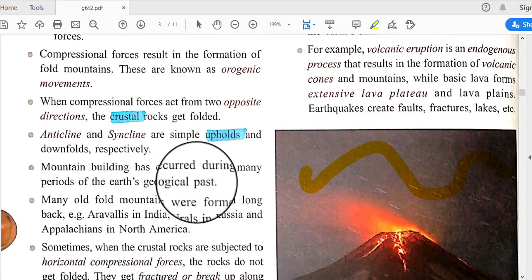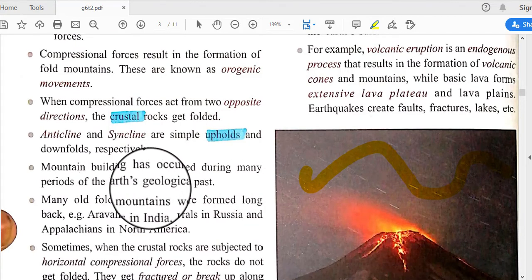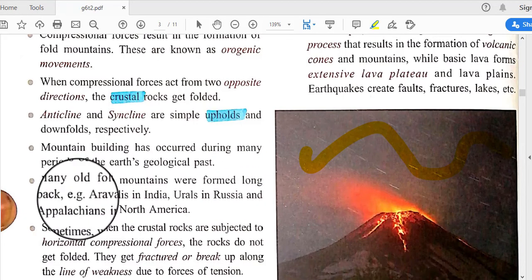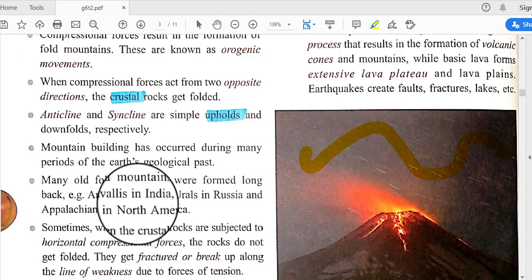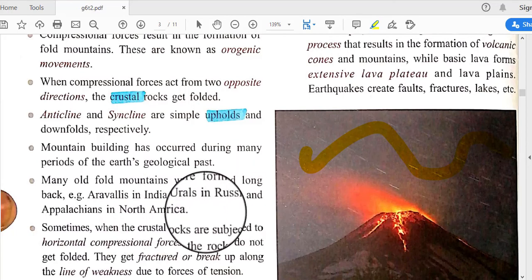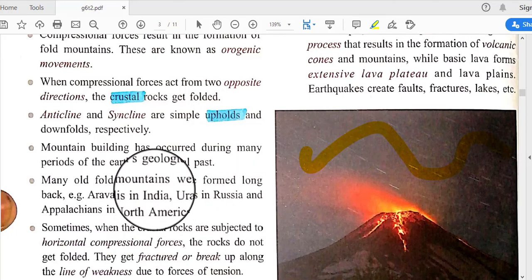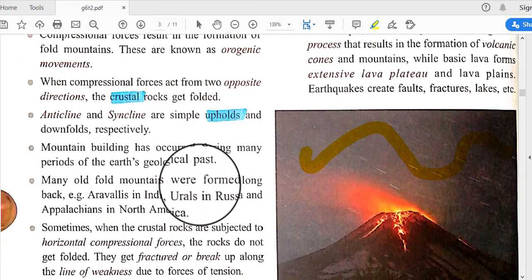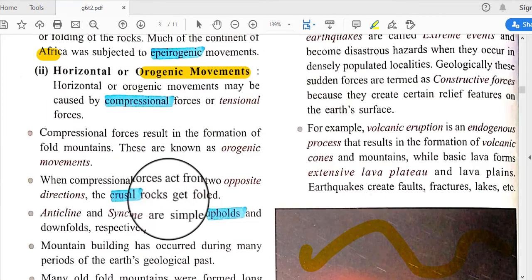Mountain building has occurred during many periods of the Earth's geological past, and many old fold mountains were formed long back. Examples are the Aravallis in India, the Urals in Russia, and the Appalachians in North America. These are all fold mountains, and they happened due to this orogenic movement.